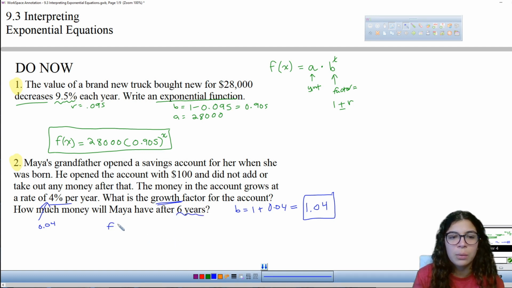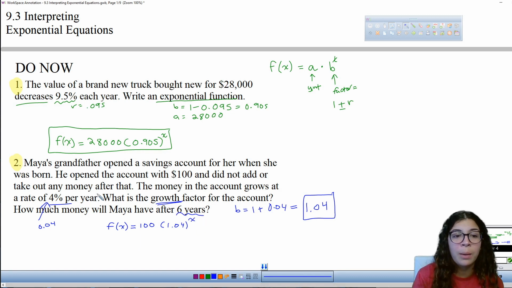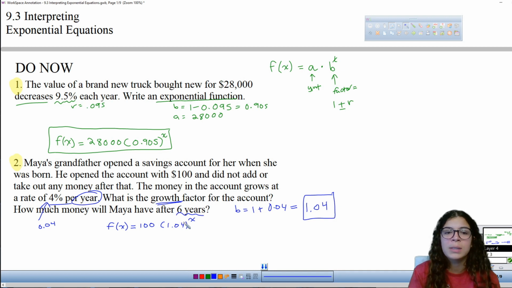Well, the function here would be f of x equals what he initially put in, which was $100, times that growth factor, 1.04 to the power of x. How many ever years have passed? Since it is growing per year, it's just one time per year that is being calculated. So in 6 years, we've calculated that interest 6 times.